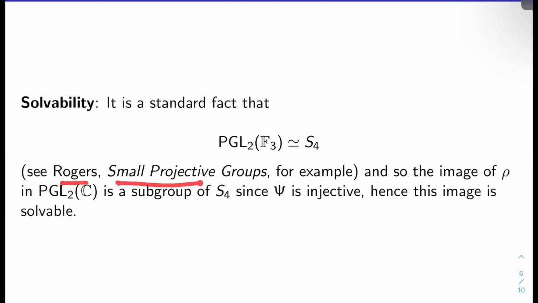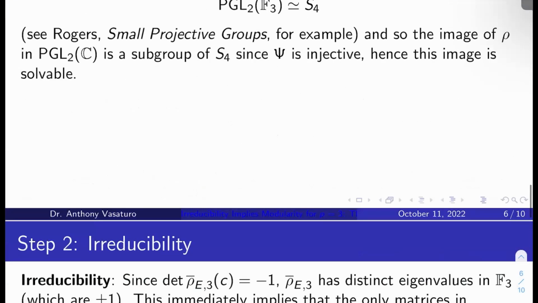You can see Rogers' small projective groups for a pretty easy proof of that. Well, that means the image of rho in PGL2 of C is just a subgroup of S4, right? Because psi is injective. Okay, well, that means the image is solvable. Done.